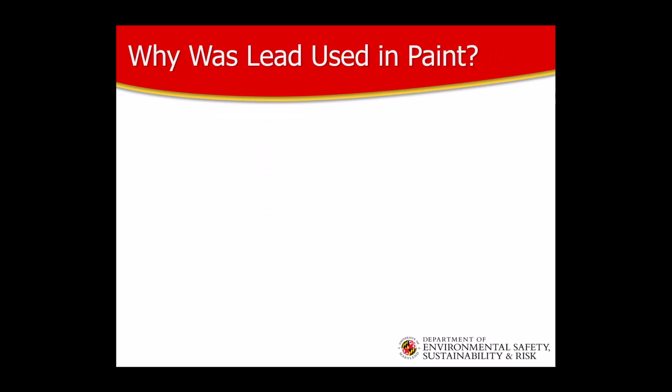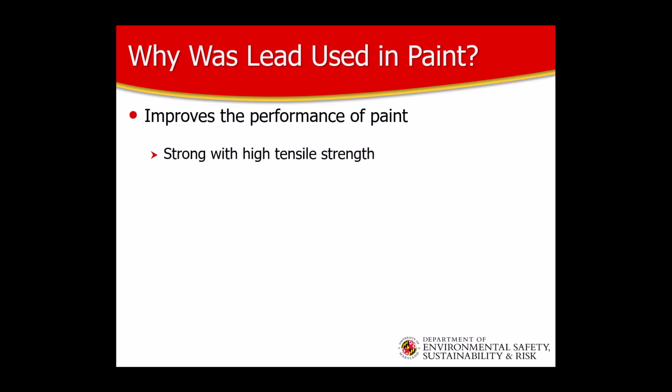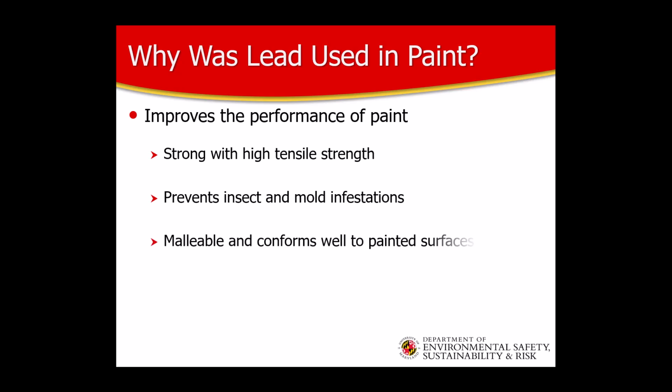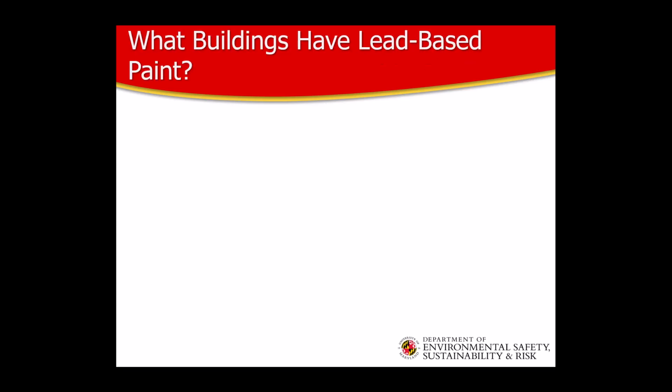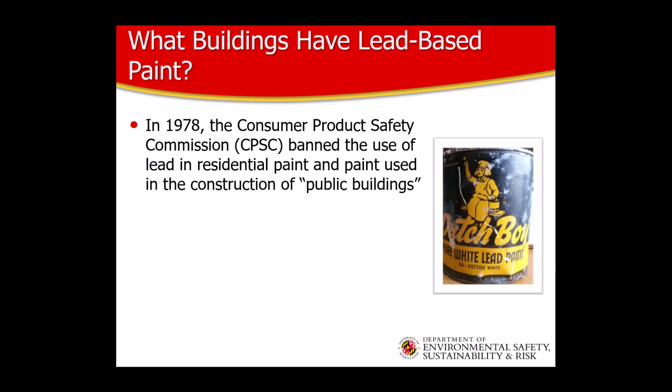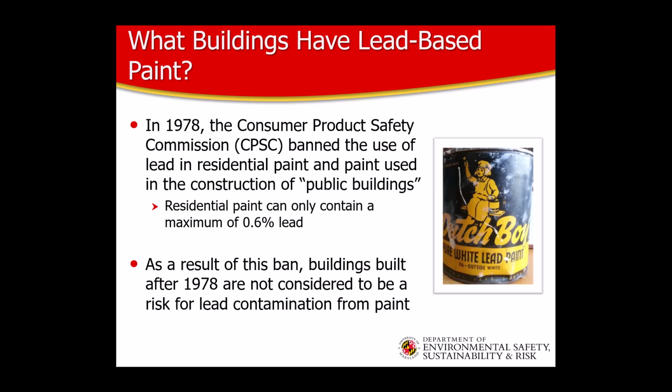Lead was used in paint because it increased tensile strength, prevented insect and mold infestations, made the paint more malleable, protected against UV rays, and helped maintain its pigmentation. In 1978, the Consumer Product Safety Commission banned the use of lead in residential paint and paint used in the construction of public buildings. As a result of this ban, buildings built after 1978 are not considered to be a risk for lead contamination from paint.